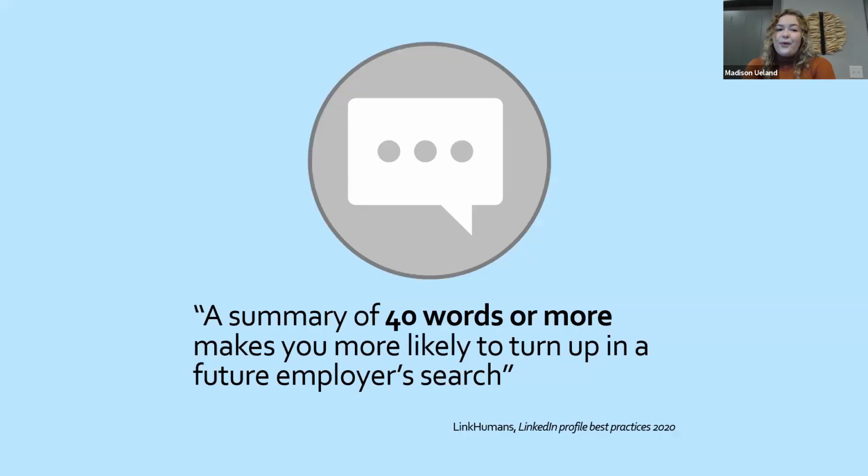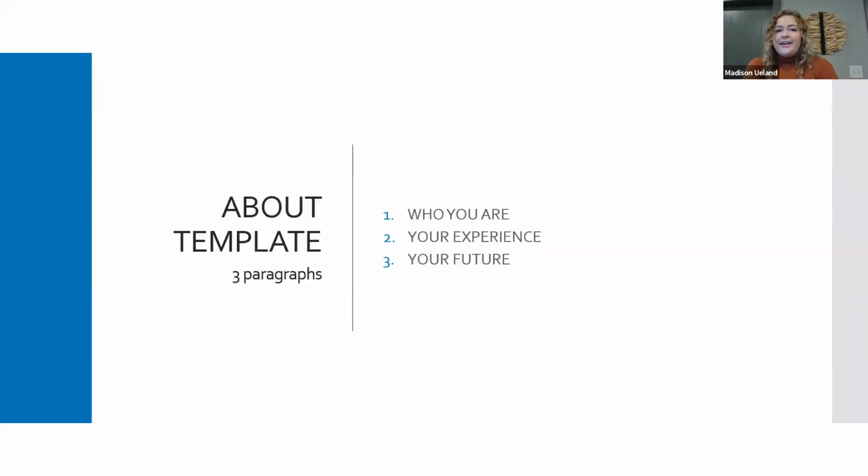And then a summary of 40 words or more makes you more likely to turn up in a future employer search. Again, it just shows that you're taking the time to add to your profile. It shows you're active. Put as much context on there as you can. And for your about template, it's kind of the same. You just want who you are, your experience, and whatever future trajectory you want people to see. 3 paragraphs is ideal, but it's very specific to each individual.